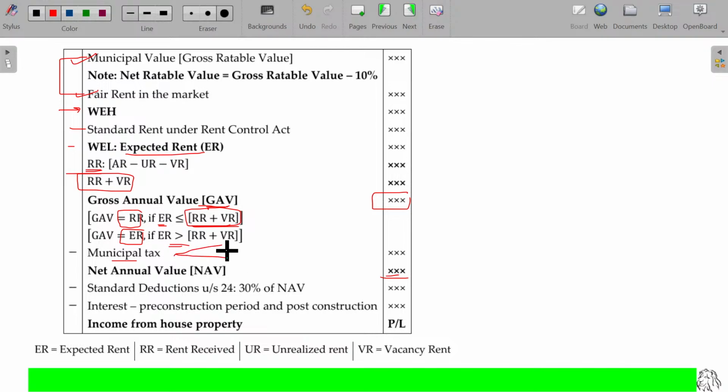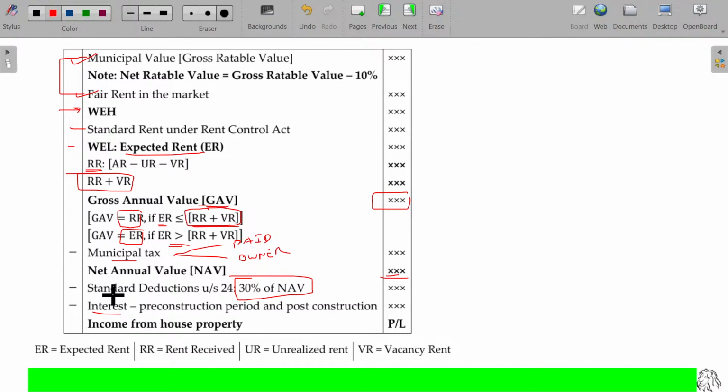Municipal tax can be subtracted on two conditions. It should be paid in the previous year, and it should be paid by the owner. In these two cases, you can subtract. Else, you cannot subtract. You got the NAV. From the NAV, only two things can be subtracted. One is a standard deduction of 30%. Another is interest on loan borrowed for constructing or purchasing the house property. Only these two are deductible.